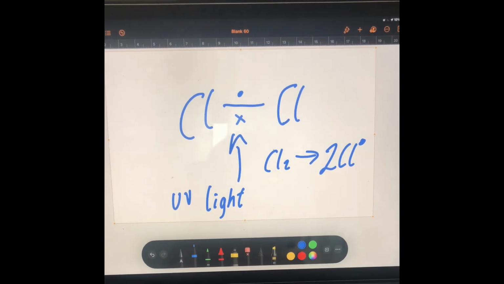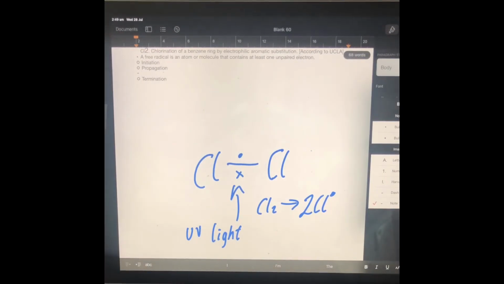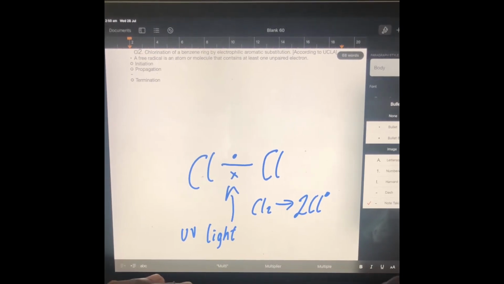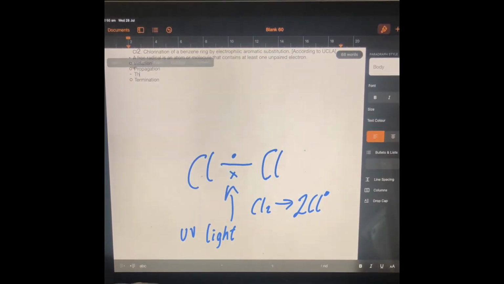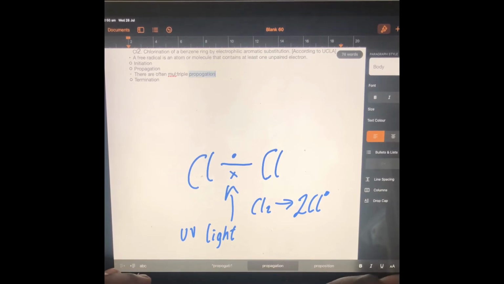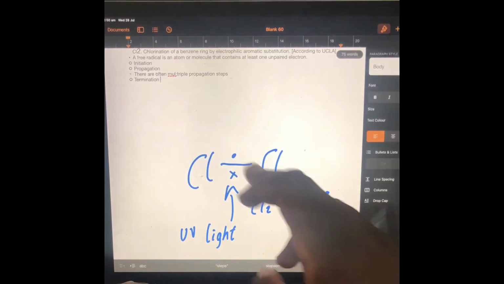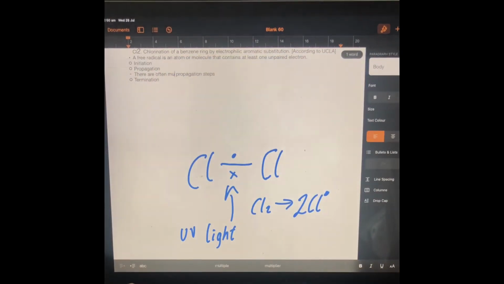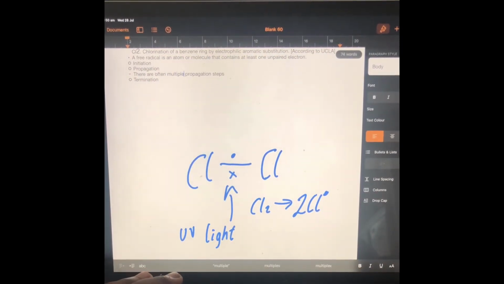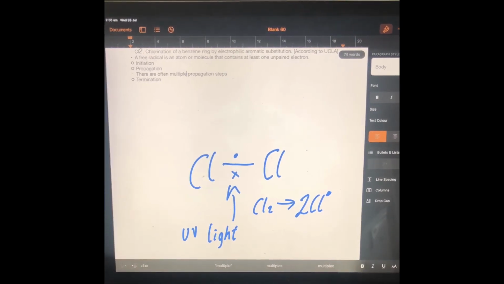So that's the initiation stage. And yeah, that's what you need to know for initiation. Right, so propagation now. There are often multiple propagation steps. So anyway, let's talk through it. Multiple propagation steps. These involve free radicals and generate a new free radical.